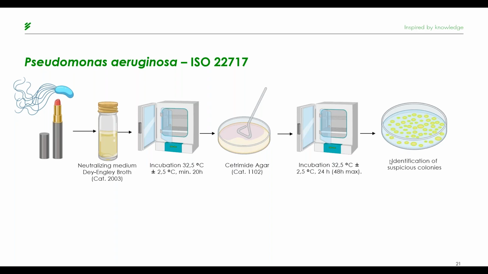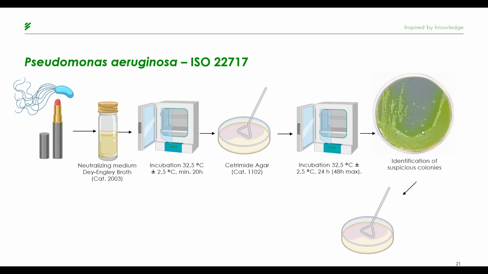Then we identify the suspicious colonies. In the case of Cetrimide agar, the colonies of Pseudomonas aeruginosa are bright yellow, due mainly to the production of a pigment called fluorescein that has a bright yellow color under natural light, but is fluorescent under ultraviolet light. Here we can see a plate of Cetrimide agar, and we can see the bright yellow color and the bright yellow halo that Pseudomonas aeruginosa produces.